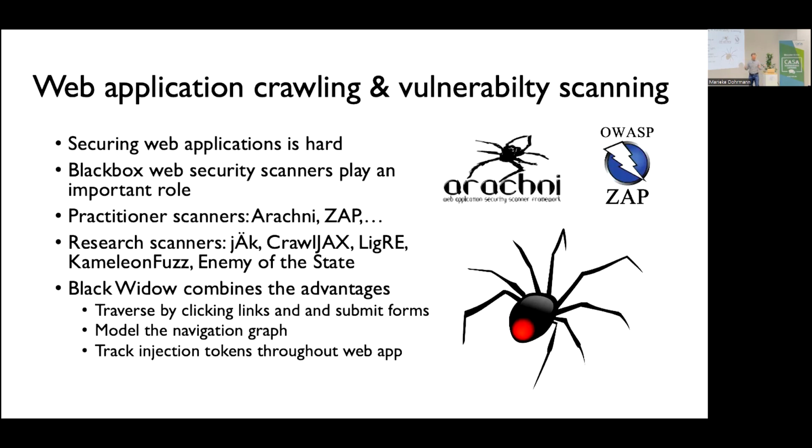My group is behind one of the scanners called Black Widow, which combines the benefits of the other research scanners and also has its own contributions. So essentially, you try to imitate as much as possible the user behavior on the web. And our navigation graph is not just URLs, it's also user actions on the web. So we try to model the navigation web and even try to inject pieces of data in a web application and see where it shows up, and that way track flows and discover injections. Okay, so that's the state of the art. Okay, so far so good.